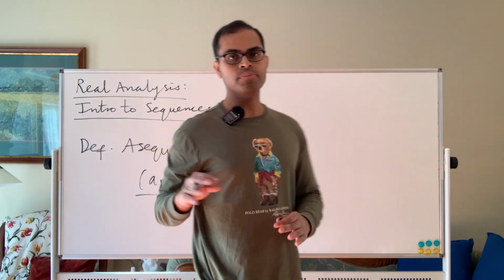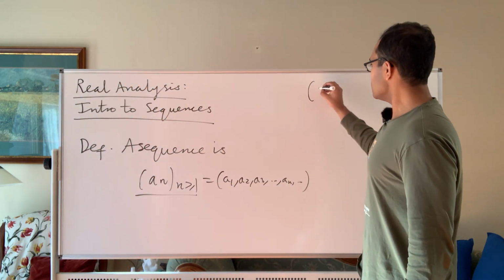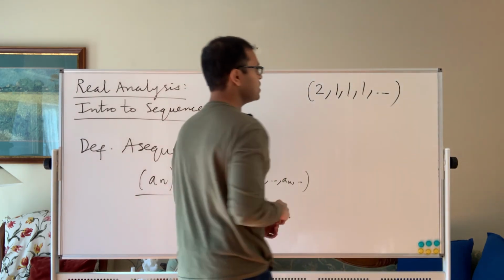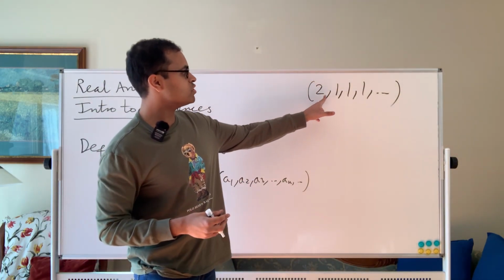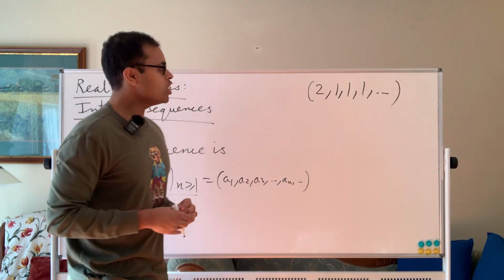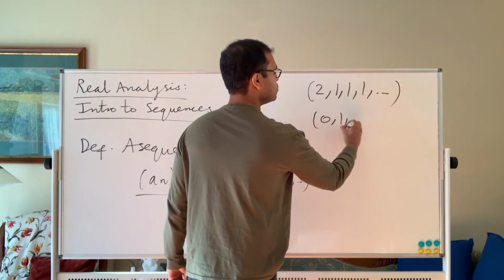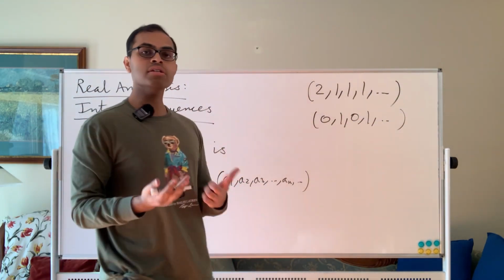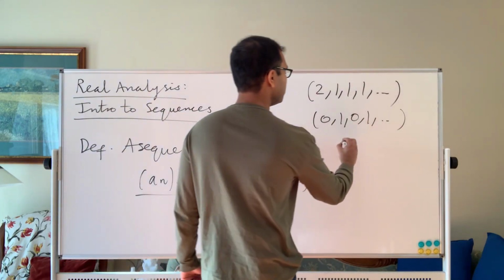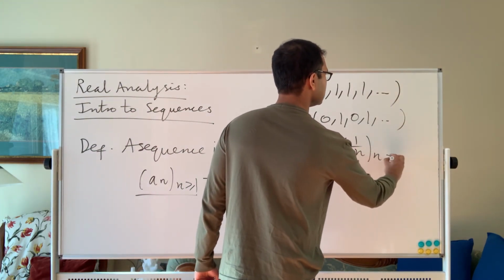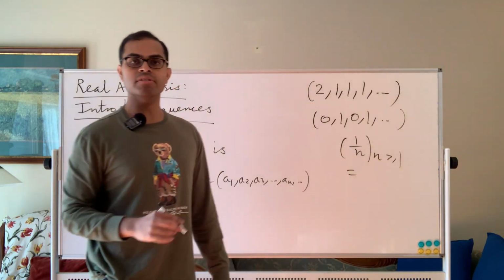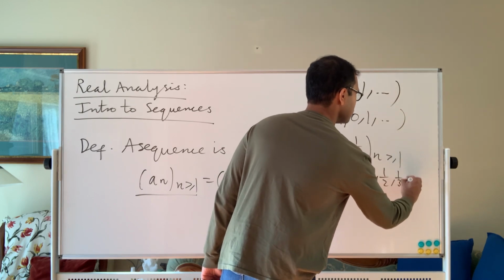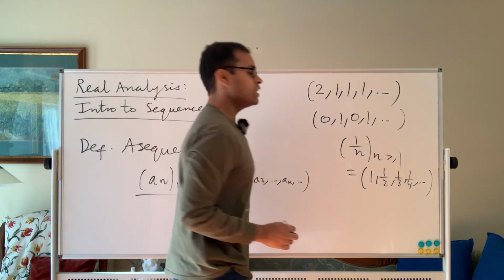To give you some examples, because this is all very formal, you can take something like 2, 1, 1, 1, dot dot dot. This is an example of a sequence. It starts off at 2, then it becomes 1, 1, 1, 1. You could also have a sequence that starts off like this: 0, 1, 0, 1, dot dot dot, which just swaps between 0 and 1. You could also give sequences as formulas in n. For example, you could write a sequence like this: 1 over n, n at least 1. This sequence is just all the numbers of the form 1 over n as n goes from 1 to infinity. So it starts off at 1, then it becomes half, then 1/3, then 1/4, etc. That's going to be a sequence.